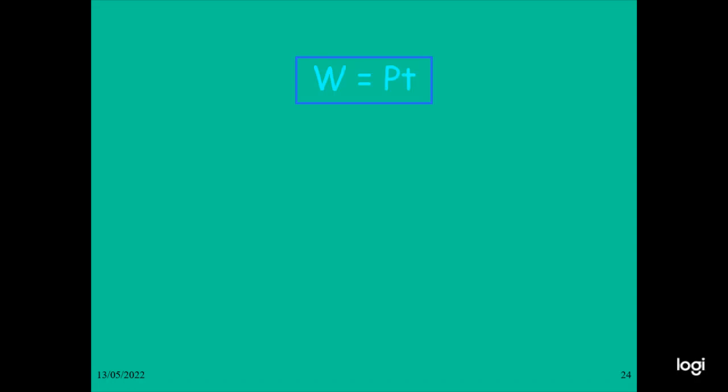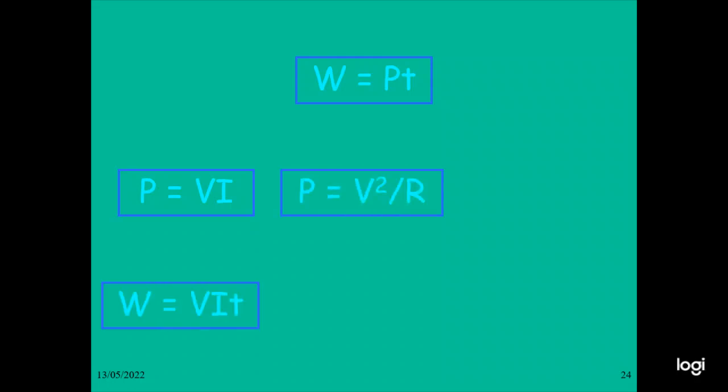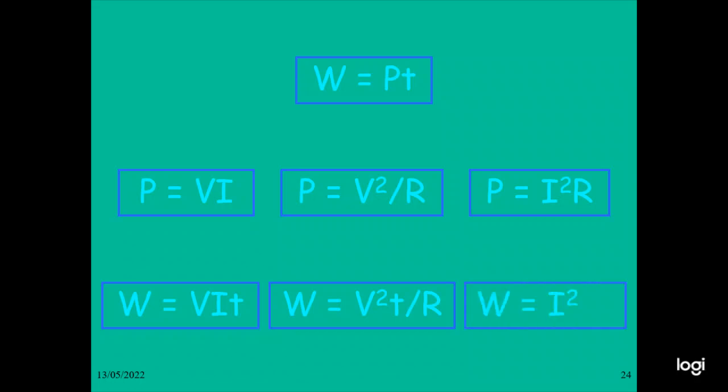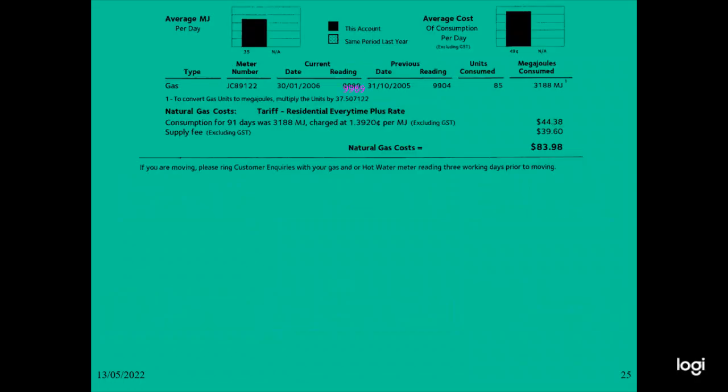So therefore, W equals P equals VI, or P equals V squared by R, and W equals V multiplied by I, or W equals V squared by R. So those are the equations to calculate the power. In this case, we also write down the power equation P equals I squared R, or W equals I squared R as well.